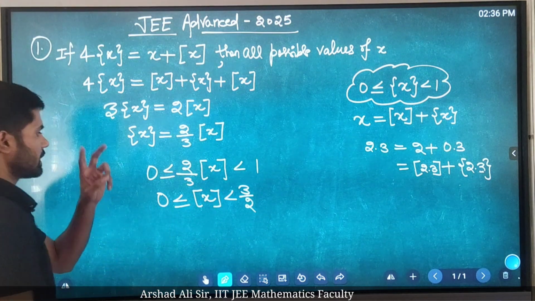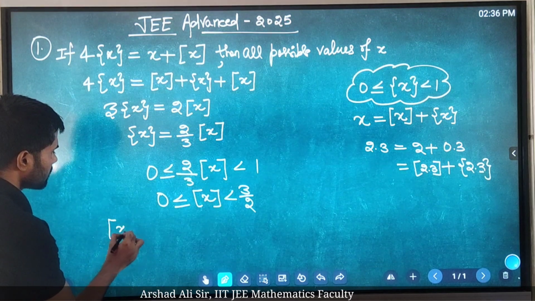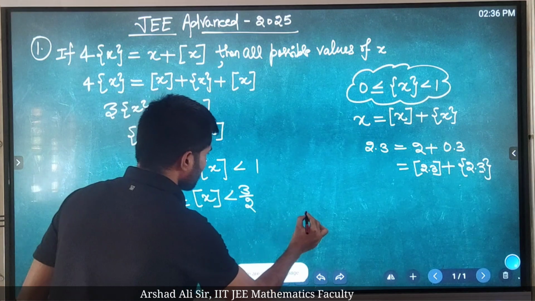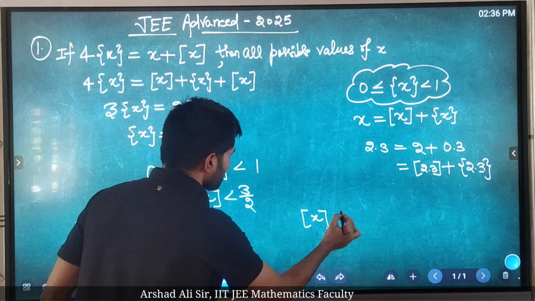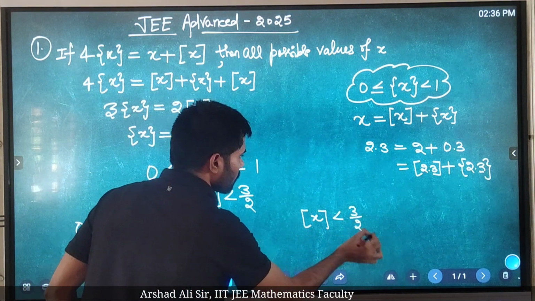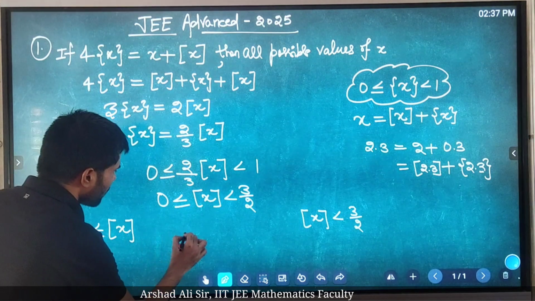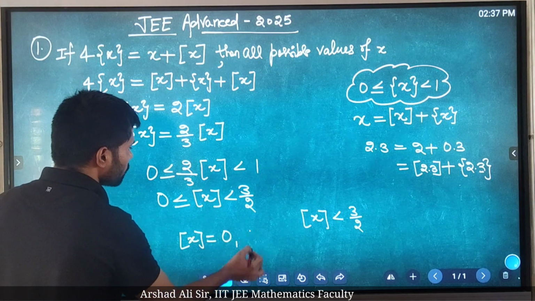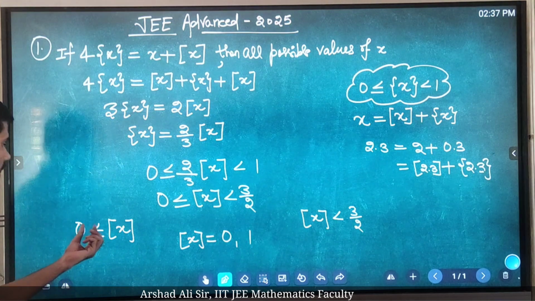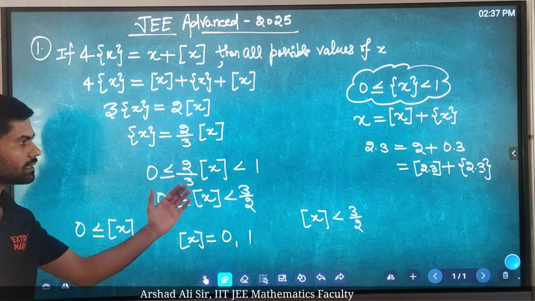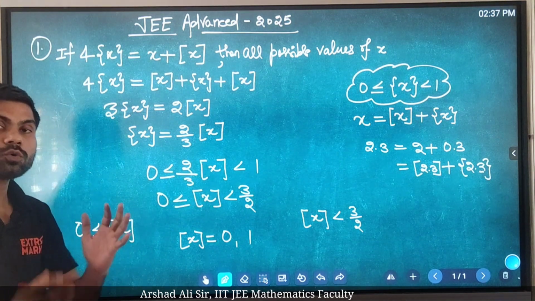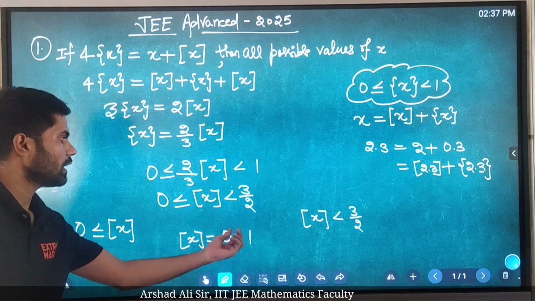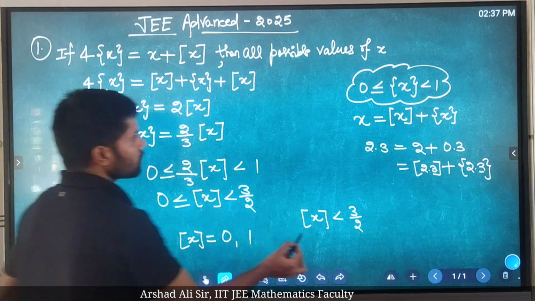So we can take two cases: greatest integer of x greater than or equal to 0 is one case, and second, greatest integer of x less than 3 by 2. Here we are getting only 0 and 1 as values of the greatest integer of x. Greater than or equal to 0 but less than 3 by 2, so we have to find all possible integers, and we get only two integers, 0 and 1. Now we have two cases.